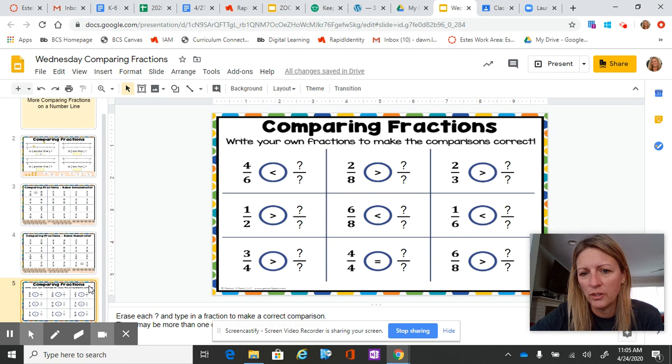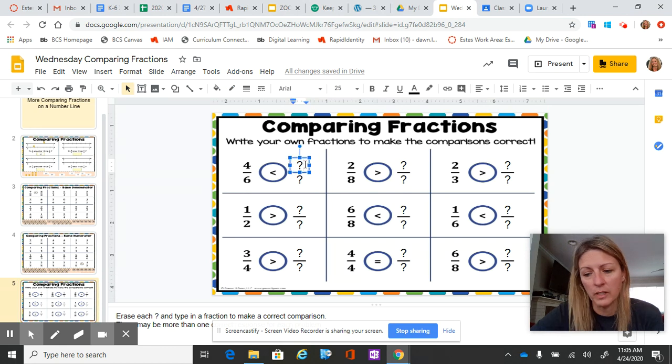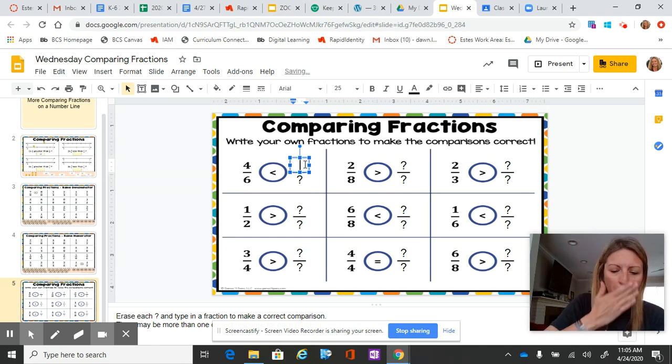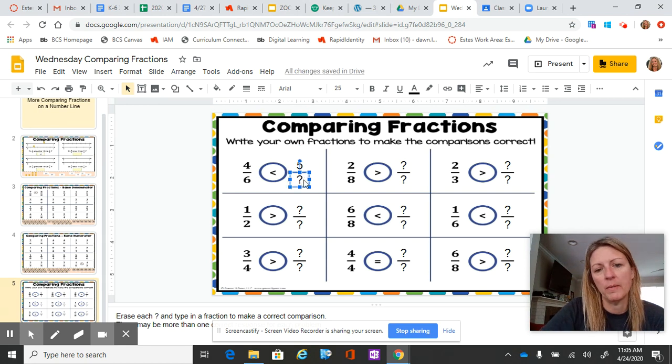This is a challenge page. You can choose to do it or not. And this one is that you write your own fraction to make it correct. I think you can do this, however, this is a little challenging. So if you're trying to write your own fractions to make it correct, 4/6 is less than what? I would right away think, well, 5/6. We could think about the number line model or the area model.